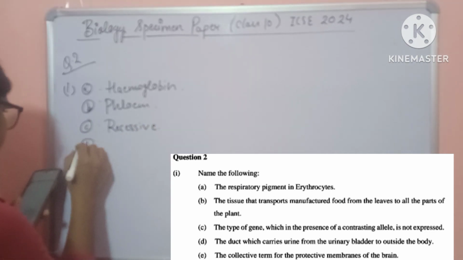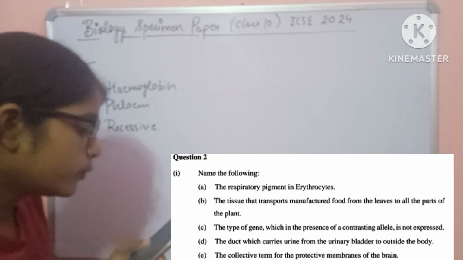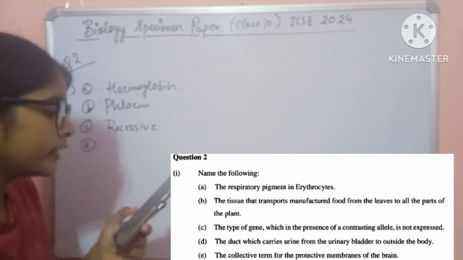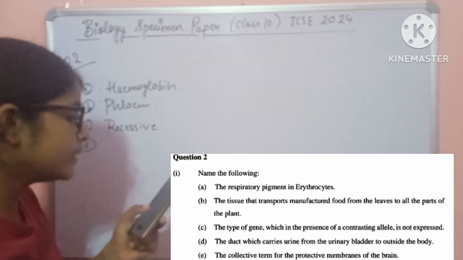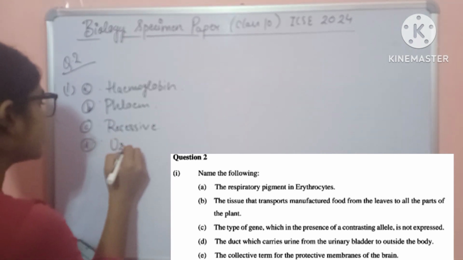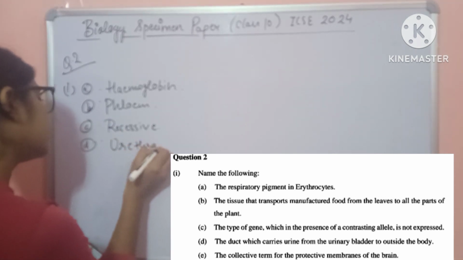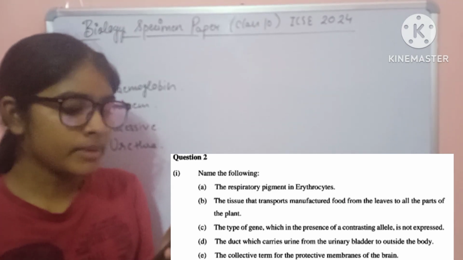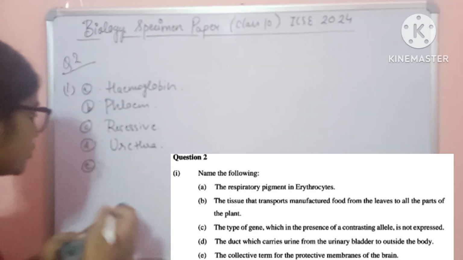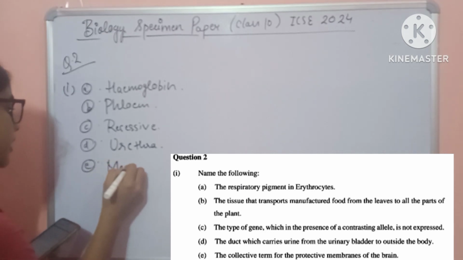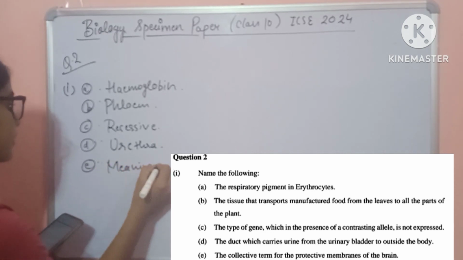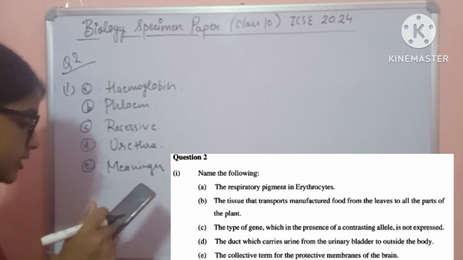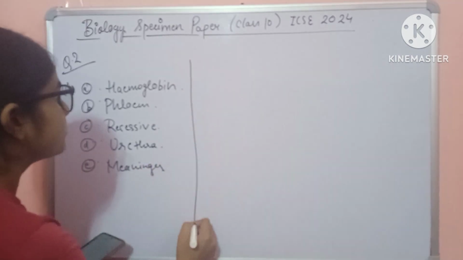Now the D part. The duct which carries urine from the urinary bladder outside to the body. The answer is urethra. E part. The collective term for the protective membranes of the brain. The answer is meninges. Okay. Just write all these answers. Now see second part.